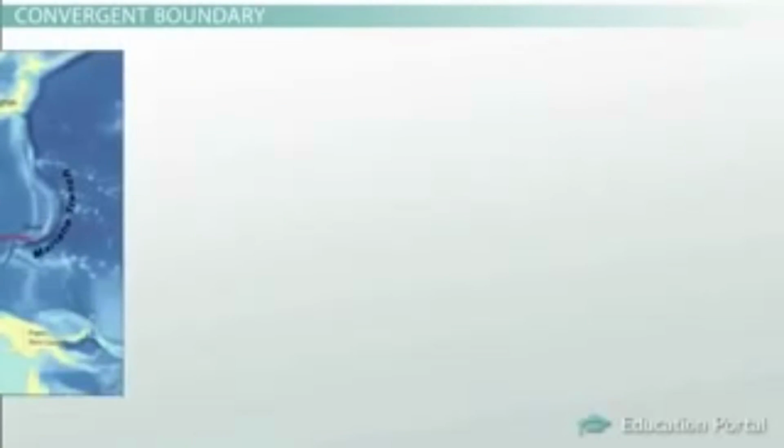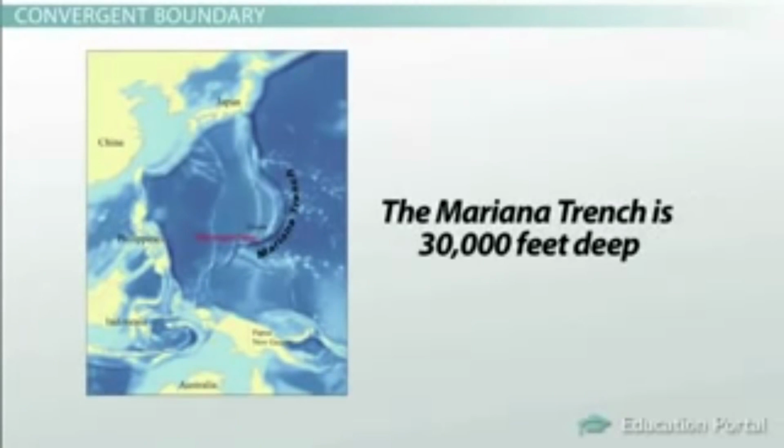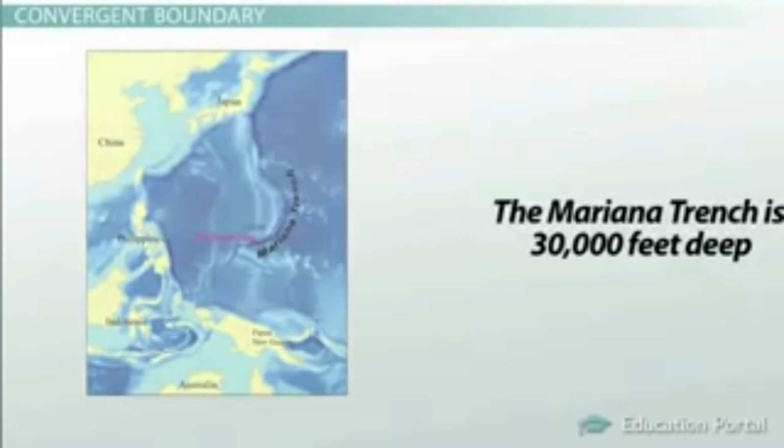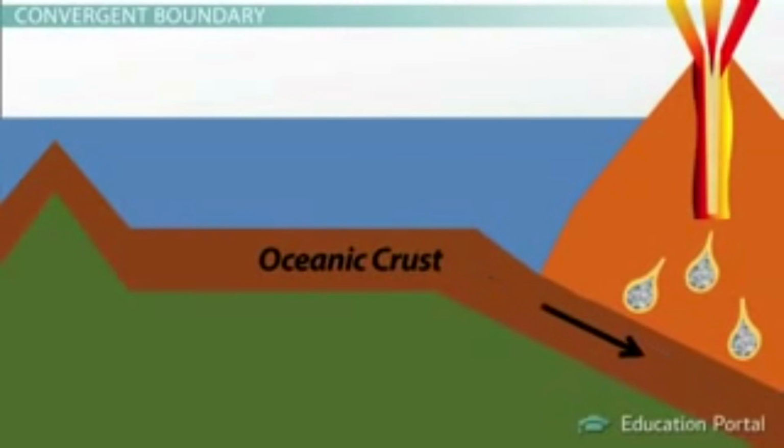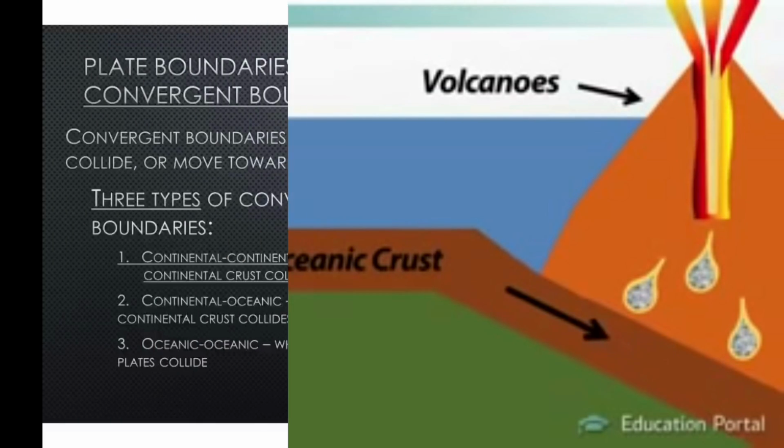These trenches are the deepest places on the face of the Earth, extending over 30,000 feet below the ocean's surface. You could take Mount Everest and sink it in the Mariana Trench, the deepest point in the ocean, and still have a mile to the surface of the ocean. That's deep. As one plate is forced under the other one, it begins to melt and a line of volcanoes forms in a parallel line to the trench.